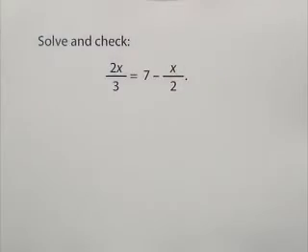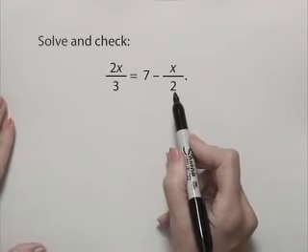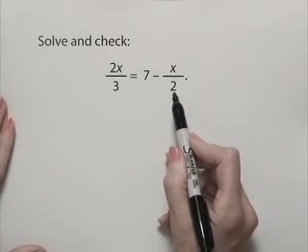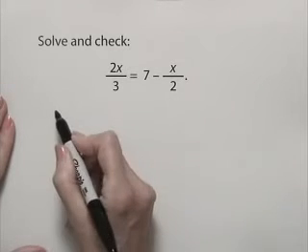Now we're going to solve a linear equation. Solve and check. 2x divided by 3 equals 7 minus x over 2. Here we have an equation with fractions. We can use the least common denominator of 6 in our second step in order to rid the equation of those fractions in the following manner.